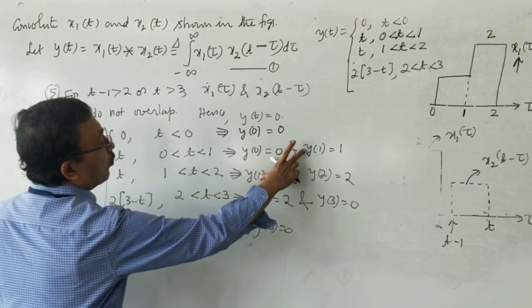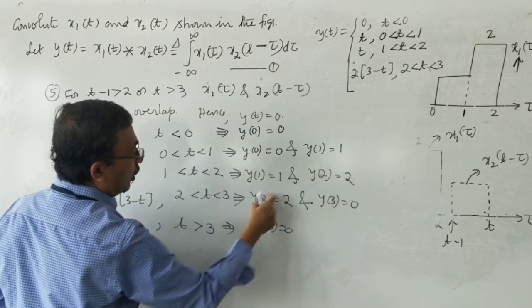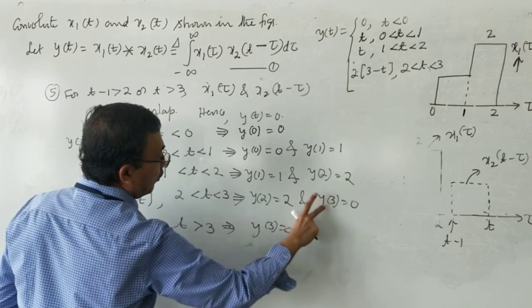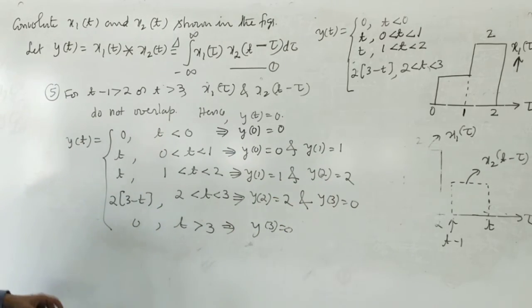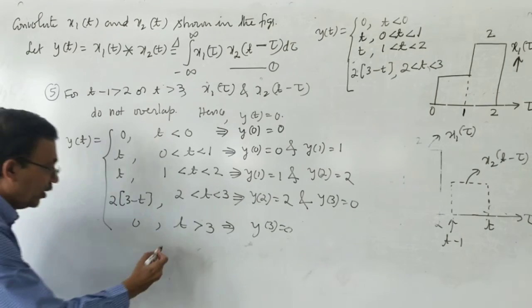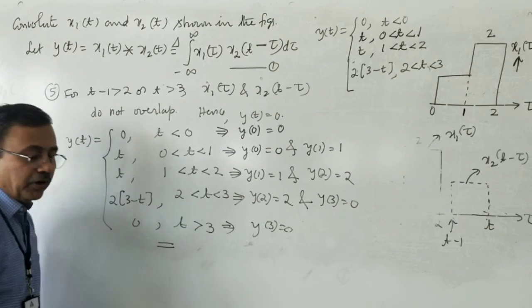Y of 1 is 1 here, y of 2 is the same in both the expressions, y of 3 is 0 over here. That says that the solution is okay. This is the end of module number 2.